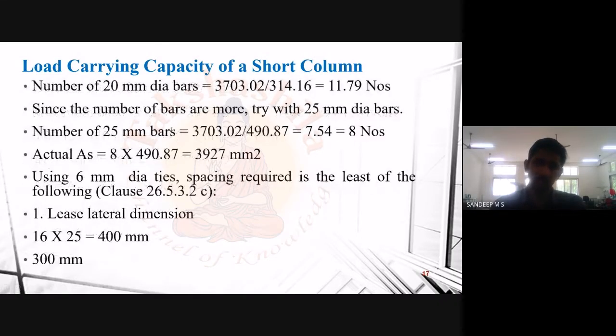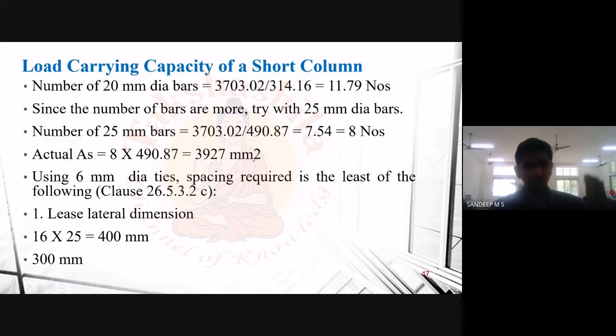So what we will do is try with a higher diameter so that we can reduce the number of bars. Here they have taken 25 mm diameter bars. Again they are checking how many number of bars is required. So total area of steel required divided by area of a single 25 millimeter bar gives us 7.54, so we have to provide at least 8 number of 25 millimeter bars. So the actual area provided is 3927 millimeter square.